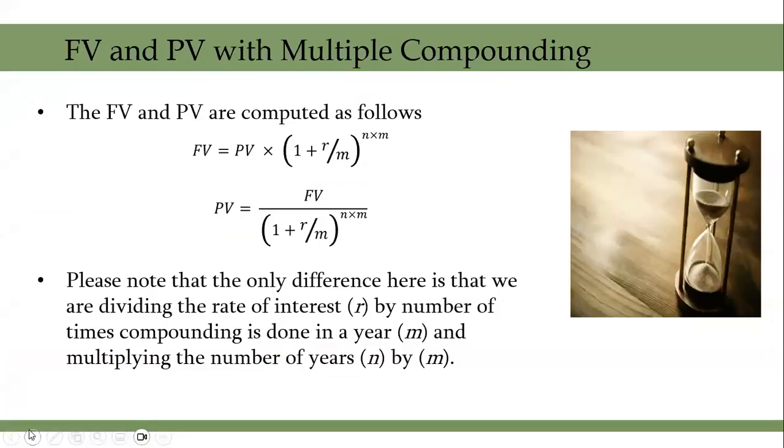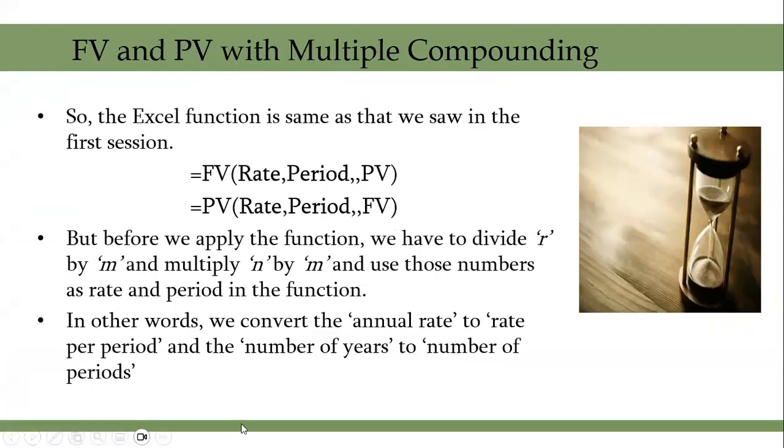Okay, so here we are. The Excel function is the same as what we saw in the first session, which is FV with rate, period, and PV, or PV with rate, period, and FV. But before we apply the function, we have to divide R by M and multiply N by M and use those numbers as rate and period in the function. In other words, what we are doing is converting the annual rate to rate per period and the number of years into number of periods.